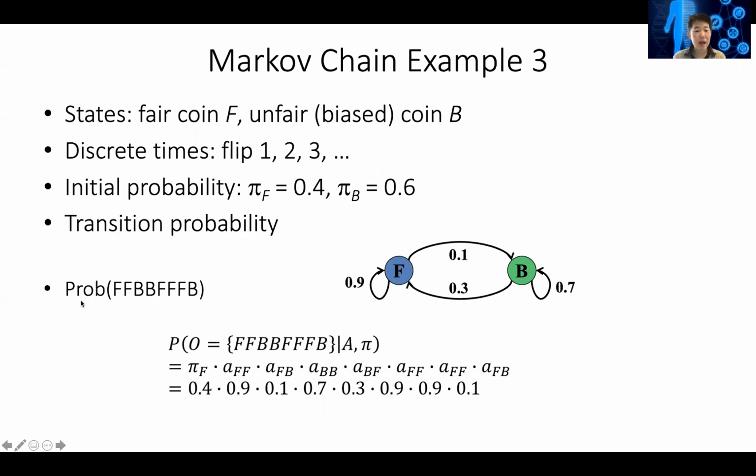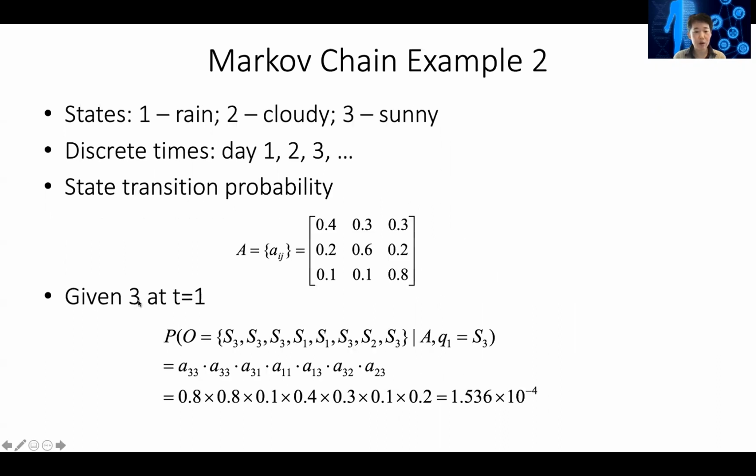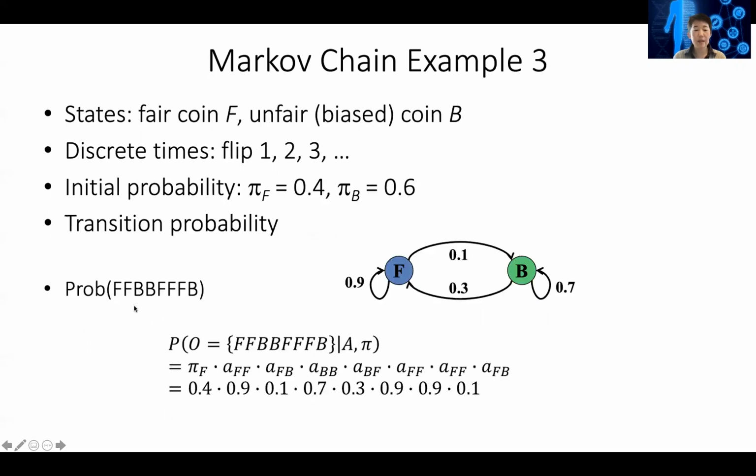And so now I can ask a similar question. What's the probability of fair, fair, biased, biased, fair, fair, fair, biased? The difference from the previous example is that we knew at time 1 the state is sunny, whereas in this case, we don't know the initial state. Therefore, we first start with the probability of seeing a fair coin in the first place. And we know that is 0.4.